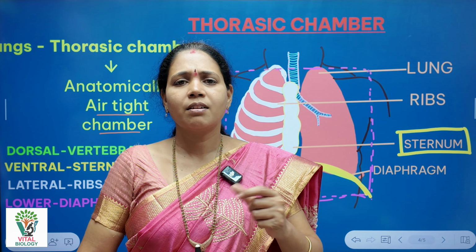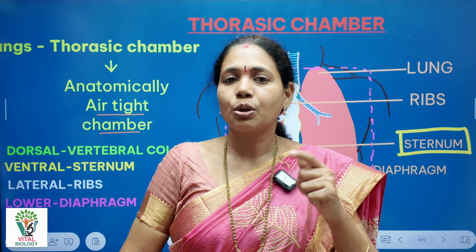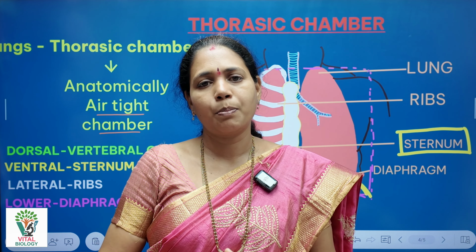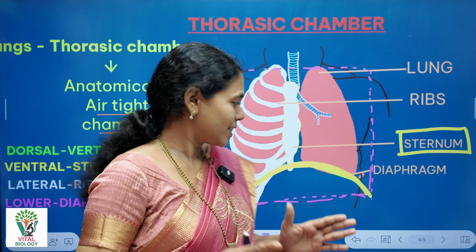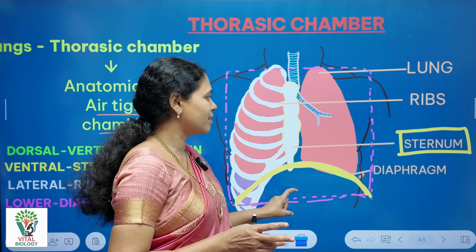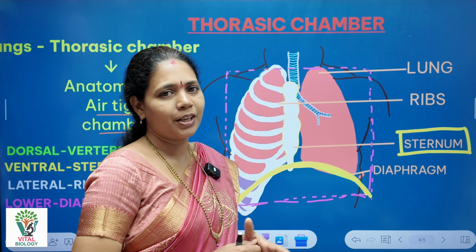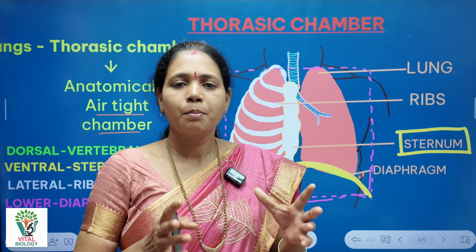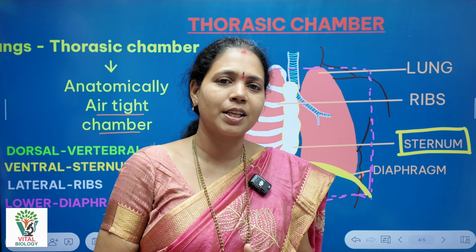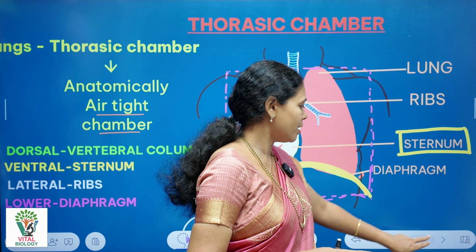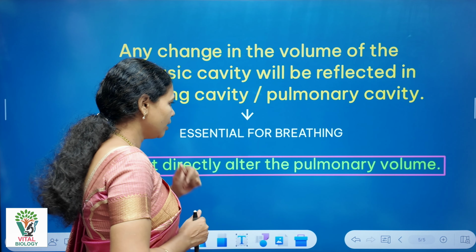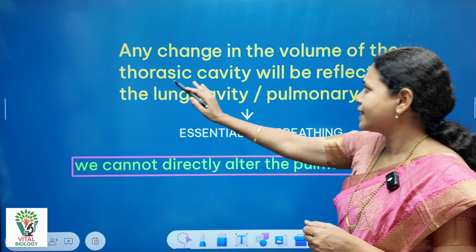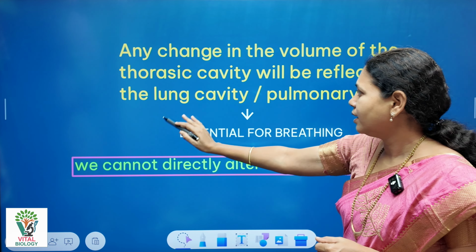So the relation between the volume of the thoracic cavity and the lung region is directly proportional. That's why we say the volume of the thoracic region reflects the volume of the lungs, or the pulmonary region. This particular arrangement of structures makes the thoracic chamber airtight and helps in the breathing process, that is, inhalation as well as exhalation. So this is what we have said: any change in the volume of the thoracic cavity will be reflected in the lung cavity.